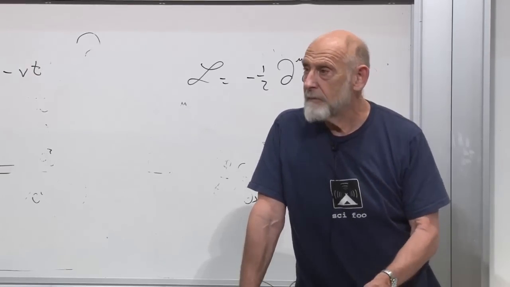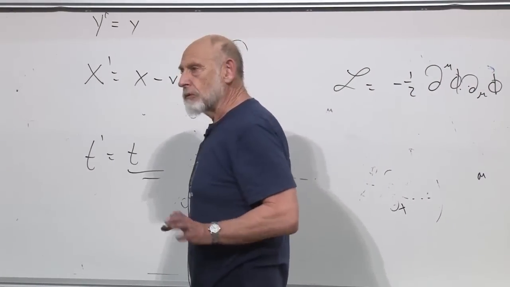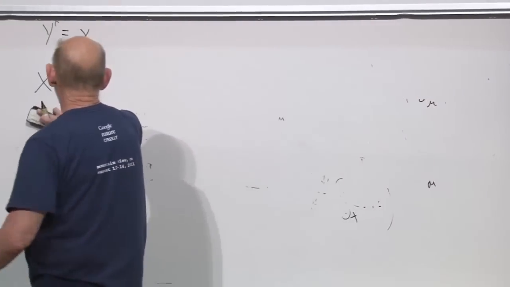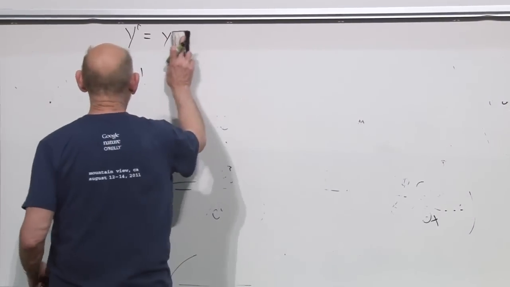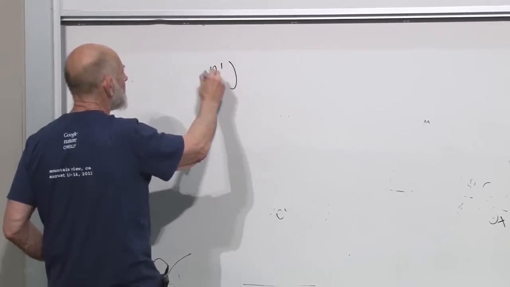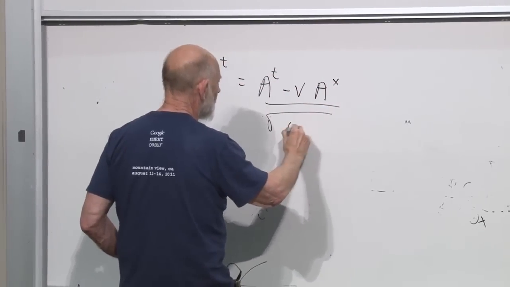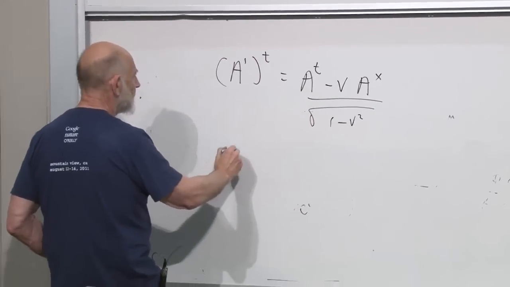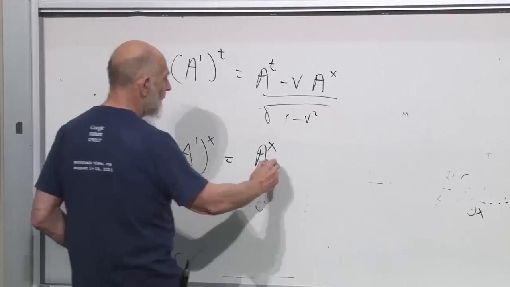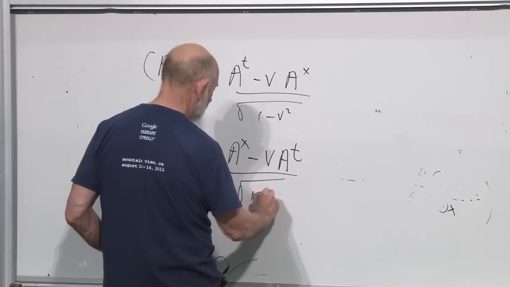The transformation properties for a covariant and a contravariant, the difference is just a change in the sign of v? No, not quite. Let's do it. Almost. Almost. Well, let's work it out. A prime t is equal to A t minus v A x, over the square root of 1 minus v squared and so forth. And A prime x is, of course, A x minus v A t, the usual thing.